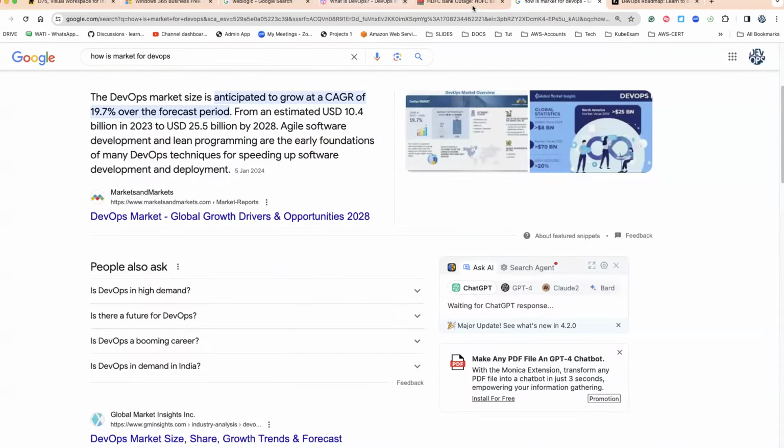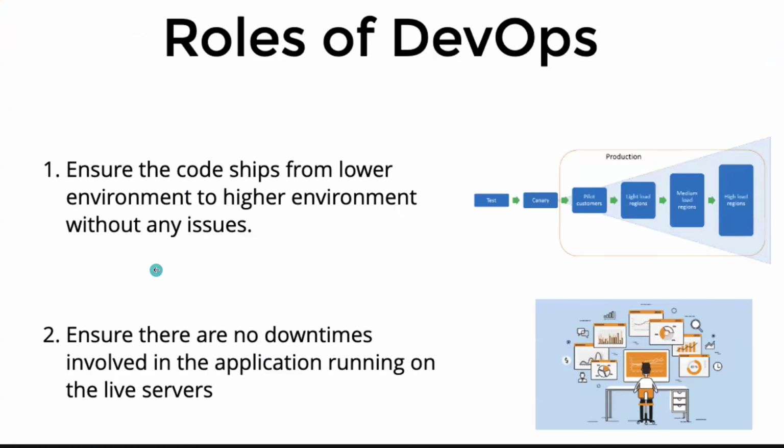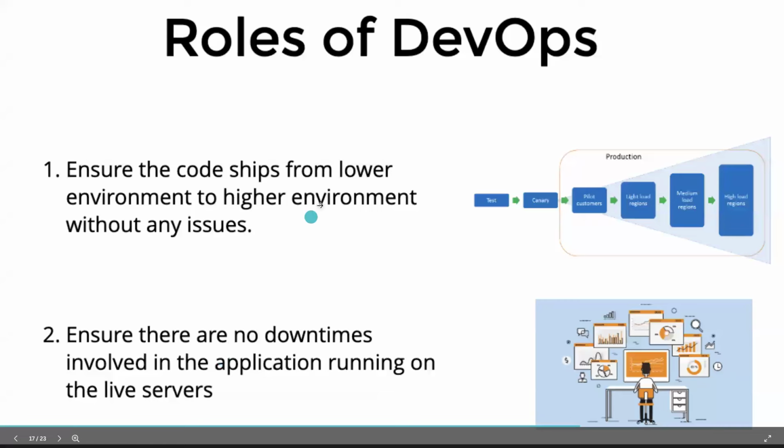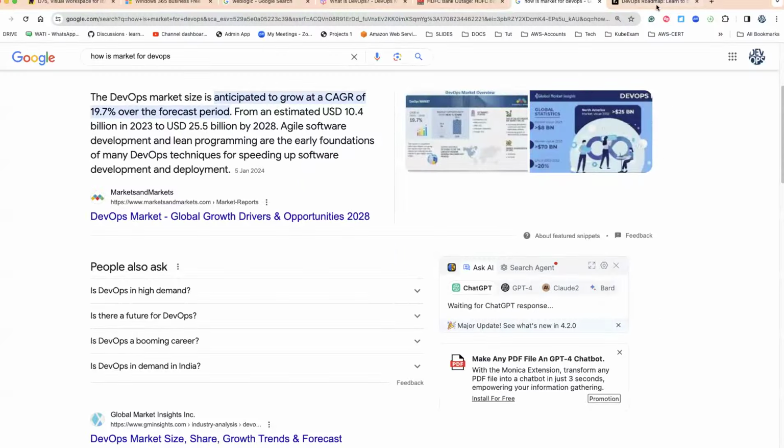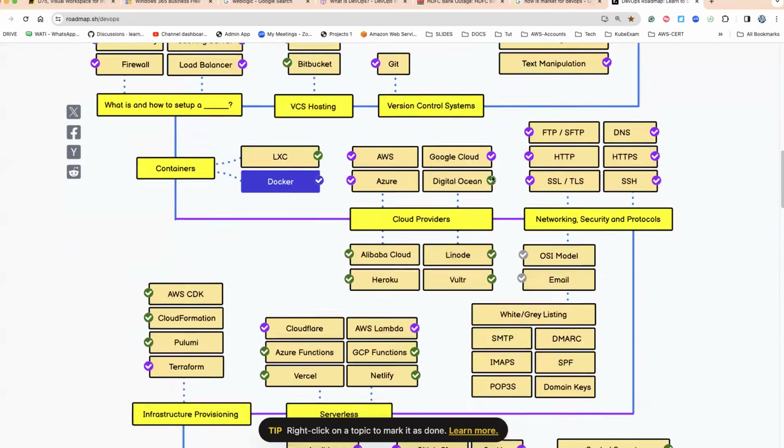The second thing is to ensure there are no downtimes as well. So the monitoring is continuous, and if there is any issue, you get an alert. How do you do that? You'll see. That's where the tools we are going to learn are aligned.